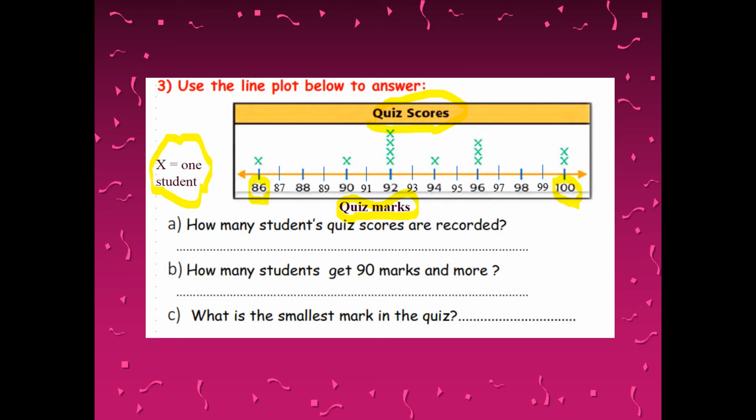So let's see how many students get the mark 86. We're going to go to 86 and see how many x's. It's only one, so one student only.